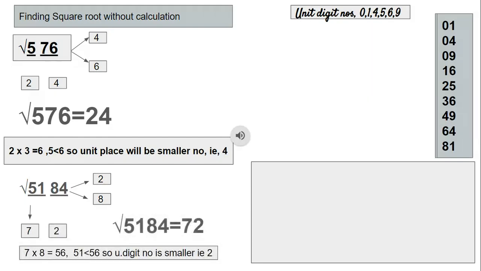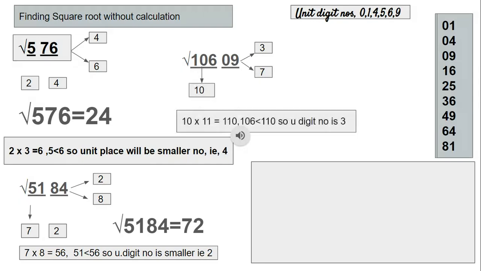Clear? Now take a 5-digit number, that is 10,609. Here first you have to pair the 2 digits, and the other 3 together you have to keep. So 9 and 1, 4 and 6, 3 and 7 are the unit digits. Keep it like that only. Now you have to see 106. So 10 square is 100, 11 square is 121, isn't it? So we have to take 10. The next number is 11. 10 into 11 is 110. So here 106 is smaller than 110.